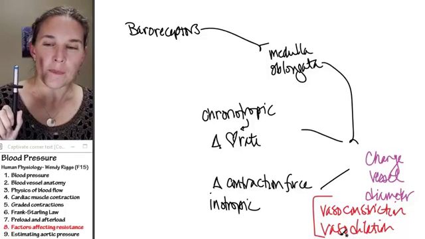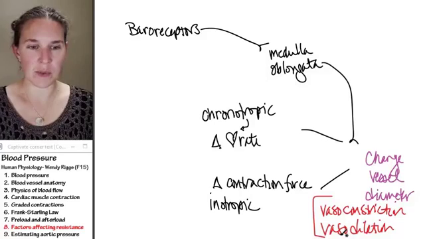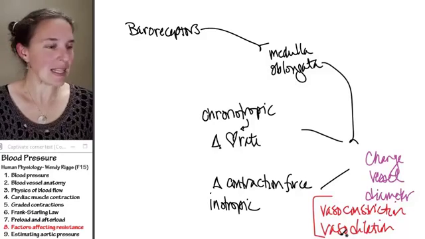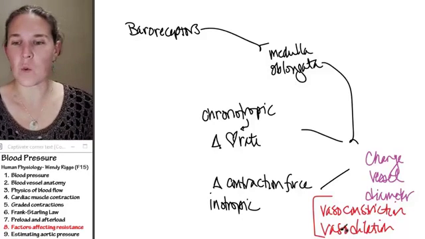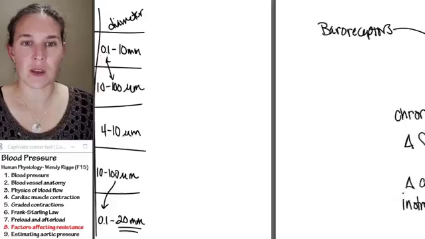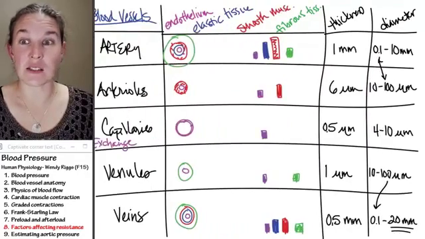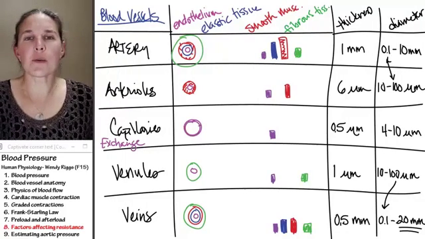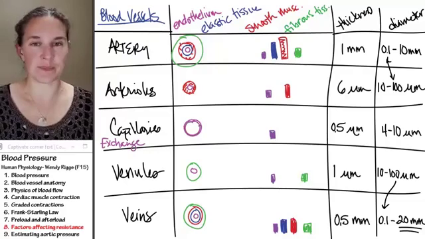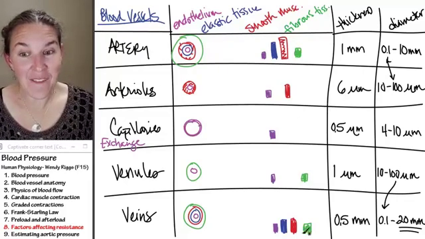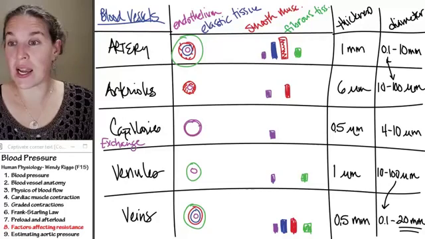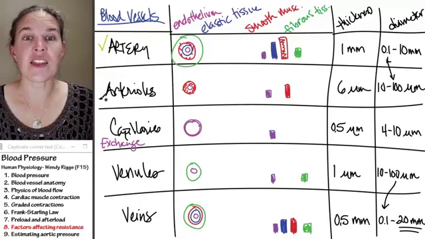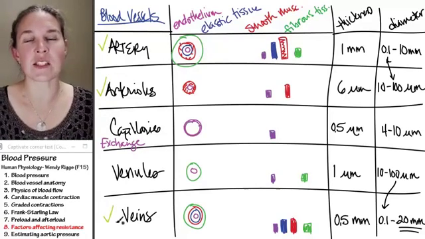Now, oh gosh, what was I going to say? There was something awesome that I was going to tell you. Oh, what vessels can this happen in? You tell me what vessels can change diameter. Well, let's go back and look at our vessel chart again. Who could possibly change diameter? Well, we only have 3 that can. The arteries could change diameter, the arterioles could change diameter, and the veins could change diameter.